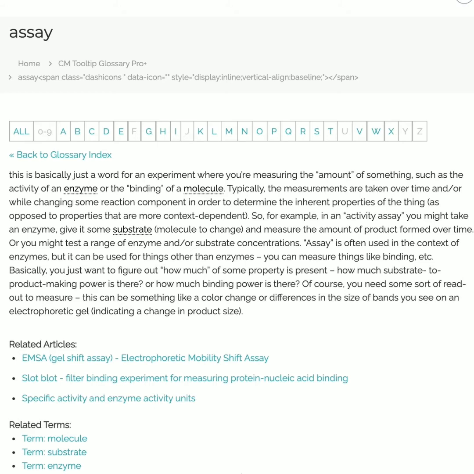If you're doing a binding assay, you might have a protein and an RNA molecule that you're seeing if it binds to, and so then you need some sort of readout as to whether it binds. And so this can be measured by something like a slot blot or an EMSA or some sort of fluorescence readout.